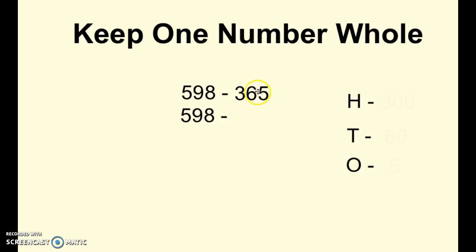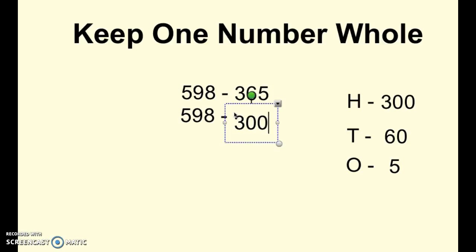So 365. This 3 is in the hundreds place, so it's really a 300. The 6 is in the tens place, so it's really a 60. And the 5 is in the ones place, so it really is a 5. The first thing I will do is subtract this 300 from 598. So I'm going to subtract 300. If I do that, I end up with 298.